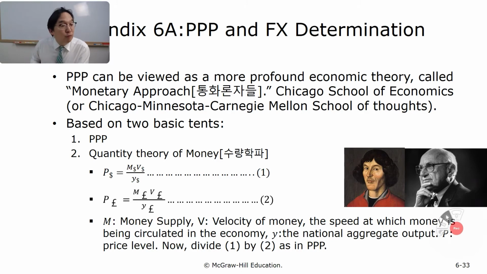Now, based on two basic tenets, right? These guys were arguing it. Those two important elements are purchasing power parity, and the second one is the quantity theory of money, 수량학파. What the heck is that? 수량학파, just wait for that.